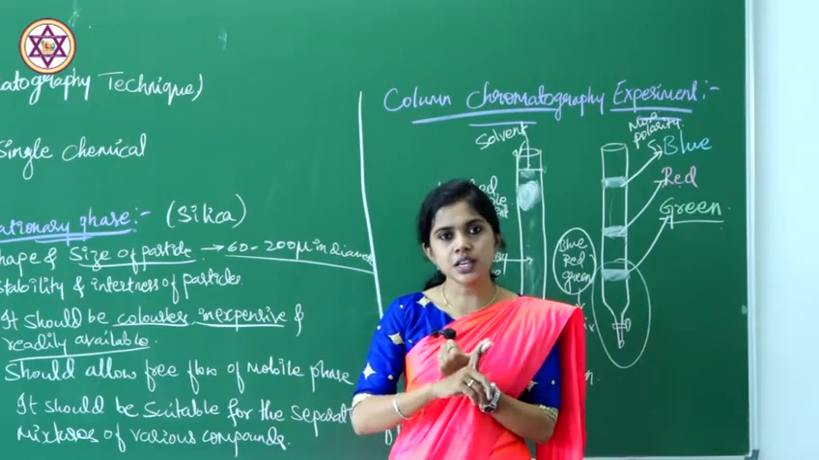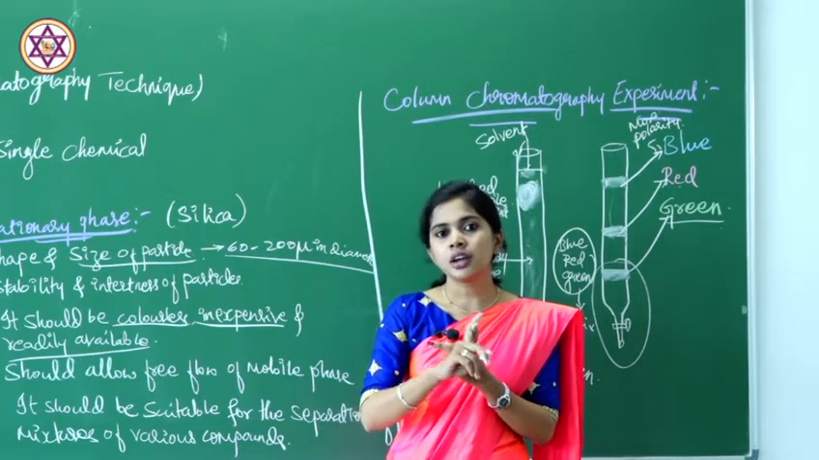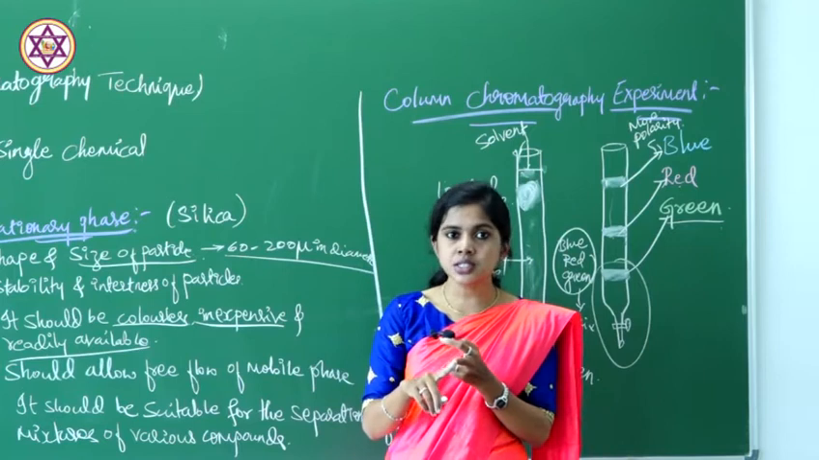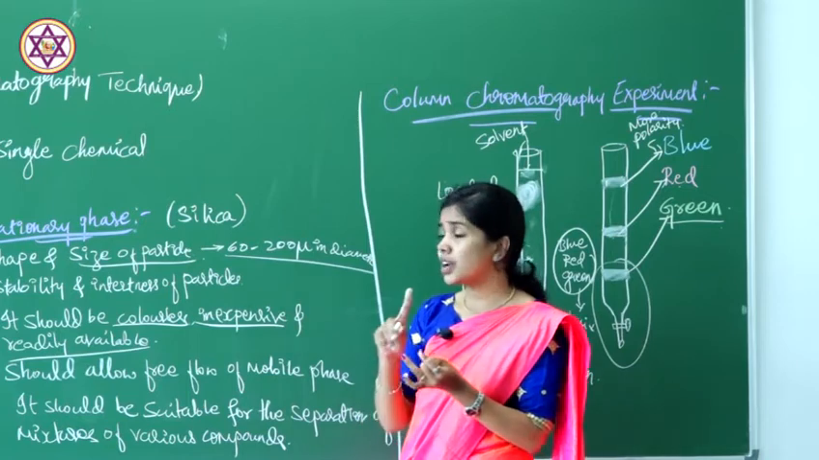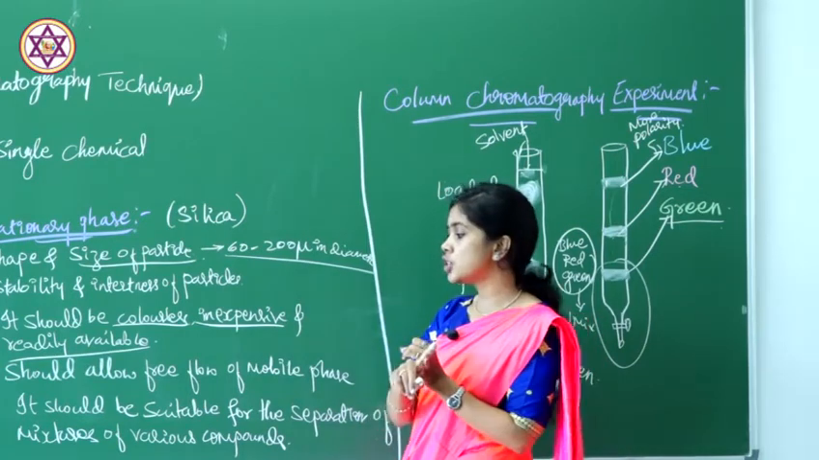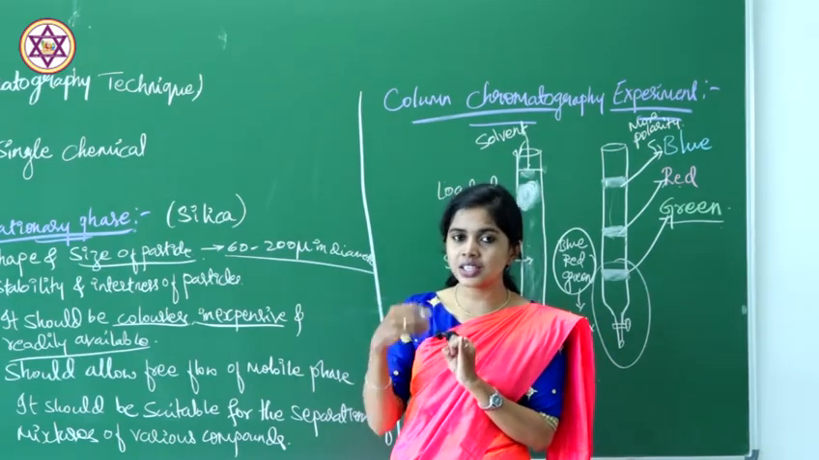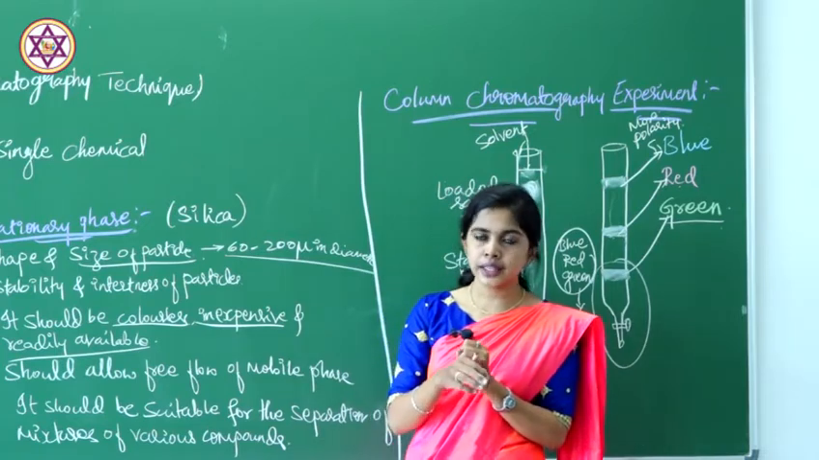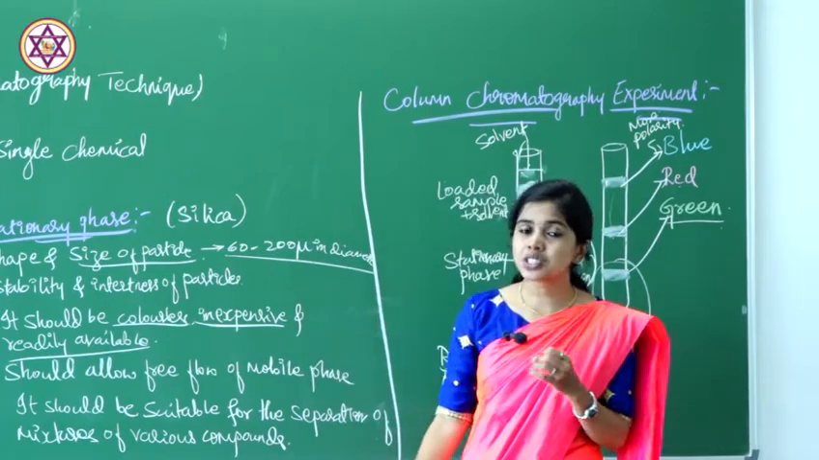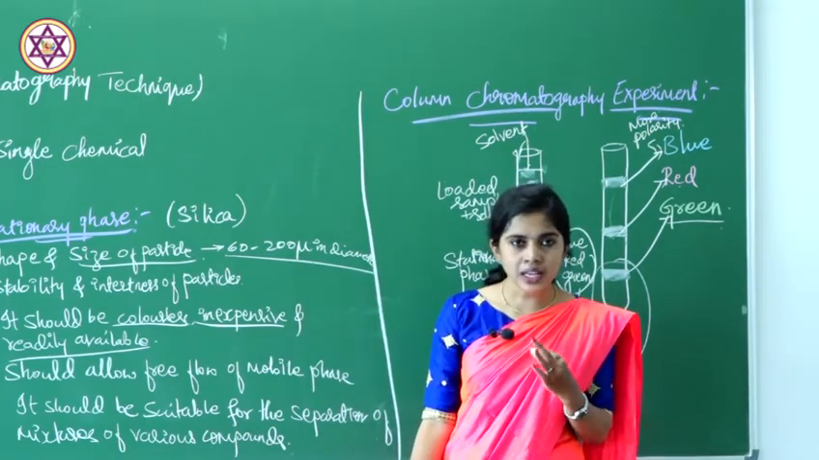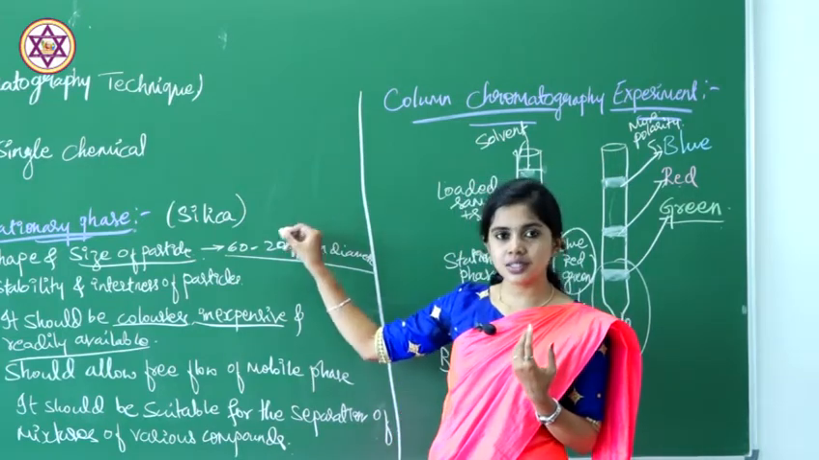Then it should be highly stable and chemically inert in nature. It should not interact with solids, acids or bases. It should be colorless, inexpensive and readily available, and it should flow easily with the mobile phase, meaning it can flow easily with the solvent. This stationary phase should also separate the various compounds. That kind of compound we consider the stationary phase, for example silica.